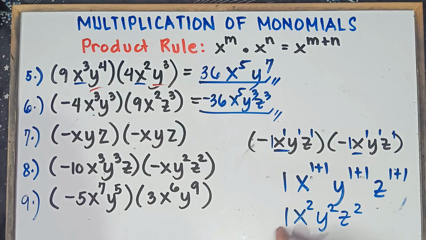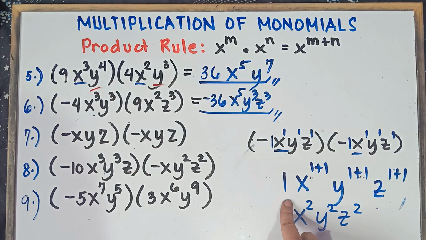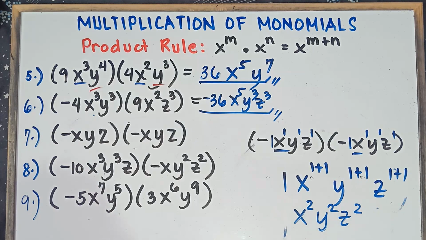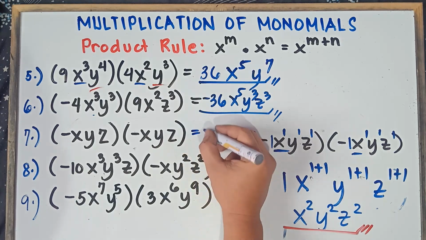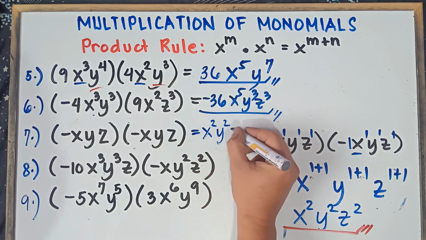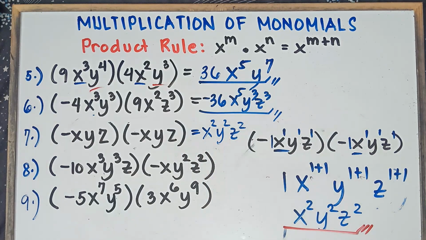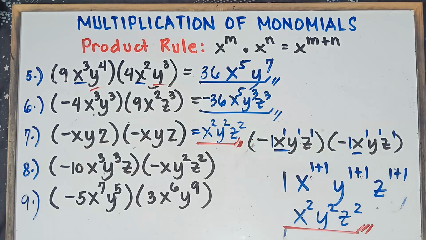Alright, and then we can remove 1, class. Understood that there's 1 here. And that would be our final answer, class, with regards to example number 7. So final answer, that would be x squared, y squared, z squared. All set for number 7.